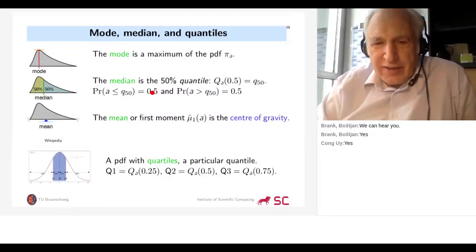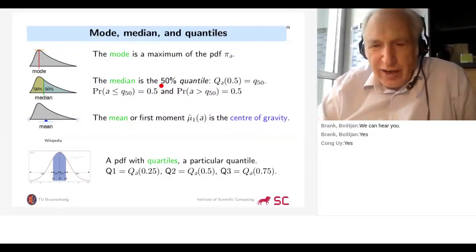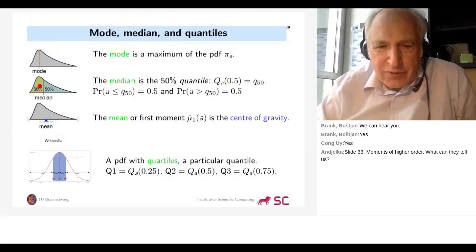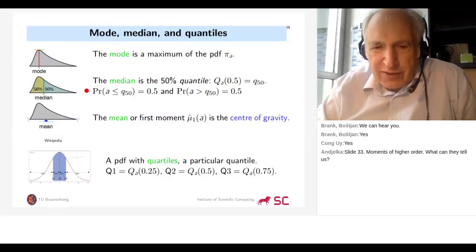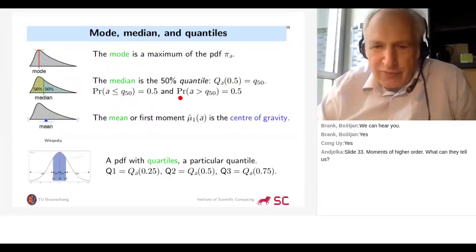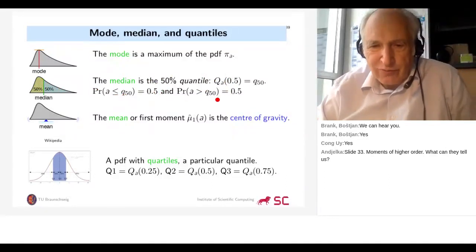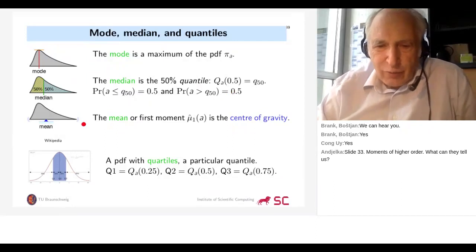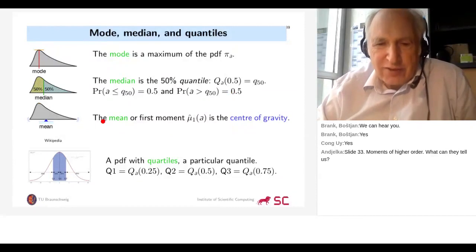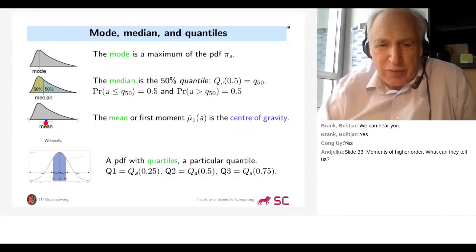The median is a very special quantile. This is the quantile function at 0.5. 50% are left of it and 50% are right of it. The probability that it's less than this is 0.5, and the probability that it's larger than this is 0.5. And what is the mean? Well, that's the center of gravity if this was a mass distribution. It's where you put a scale here and it would balance.